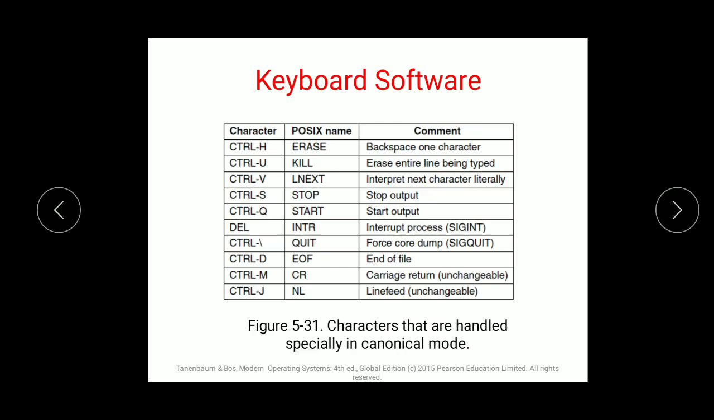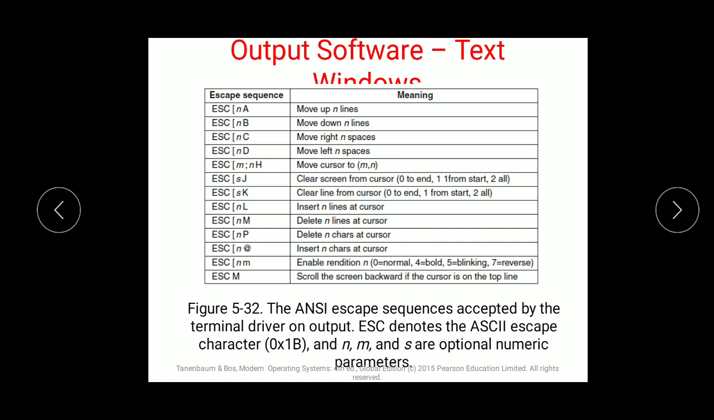So adequate information will be there with the driver for carrying out tasks. Control H is for erase, that is, backspace one character. Control U is for erasing the entire line being typed, that is, kill. These are the POSIX names identified by the system so that task completion can be done in canonical mode. Then the next one is output software, text windows.